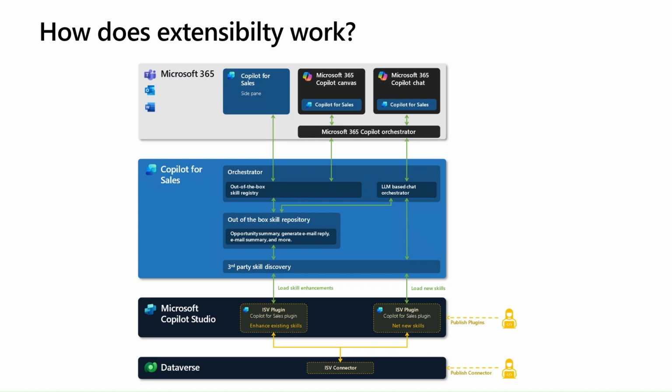With the extensibility, the skill services can interact with these third-party plugins to enrich the existing insights or present a new question-answer based insight. As you can see on the screen, you can build these ISV plugins using Microsoft Copilot Studio. These ISV plugins or custom plugins interact with the ISV connector or your custom connector in the Dataverse, which in turn communicate with your third-party APIs.